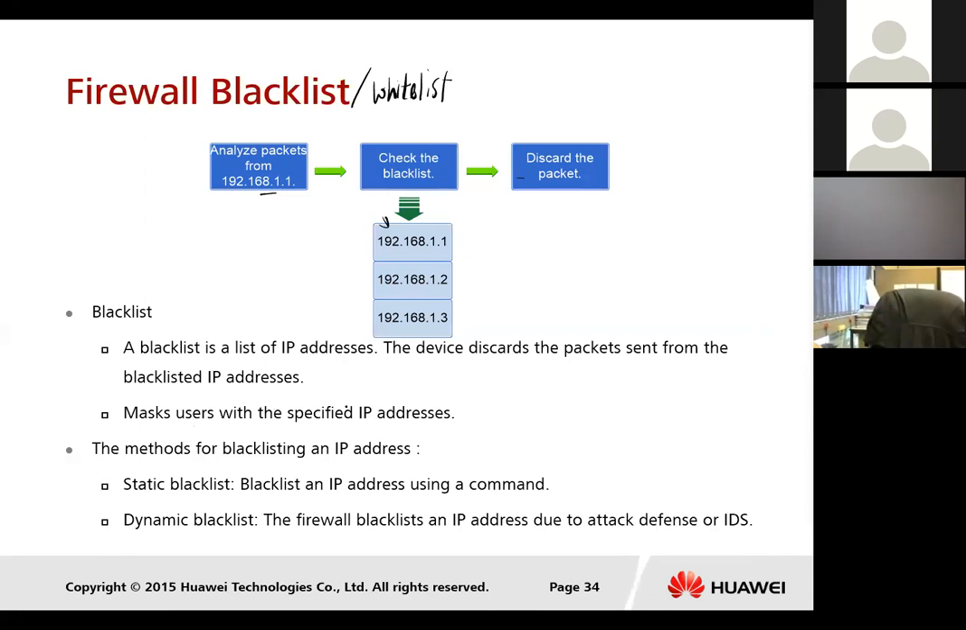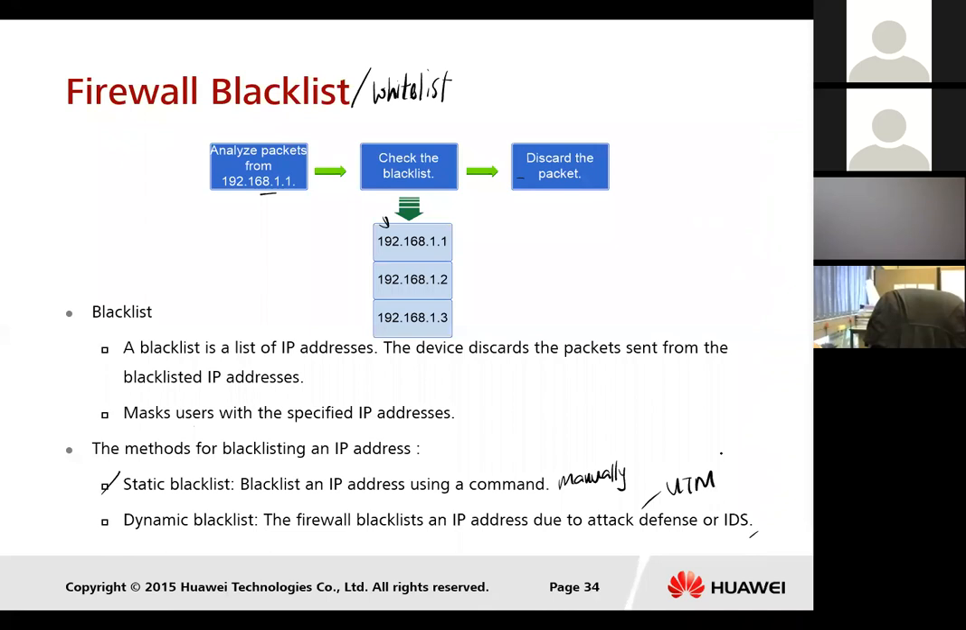Mask the user with the specific IP addresses, and the method for the blacklist of IP addresses can be a static blacklist configured manually. Okay, for the dynamic blacklist, the firewall blacklists an IP address due to the attack defense or the IDS. This one is on the UTM, Unified Threat Management.